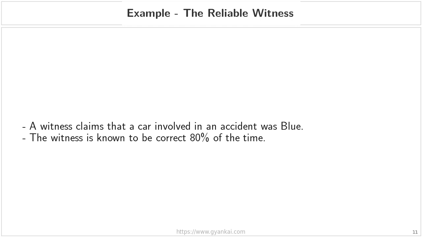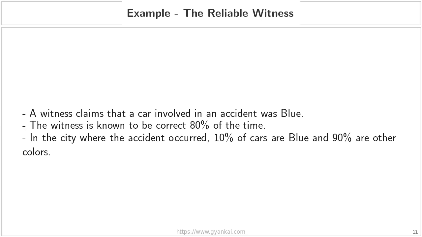Now we have two pieces of information to consider. First, we know the witness's track record. They are known to be correct 80% of the time. Second, we have the base rate, or the background information for this specific city. Only 10% of cars in this city are blue, while the remaining 90% are other colors.